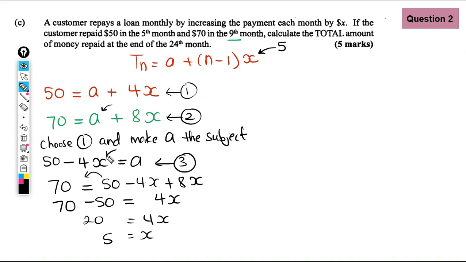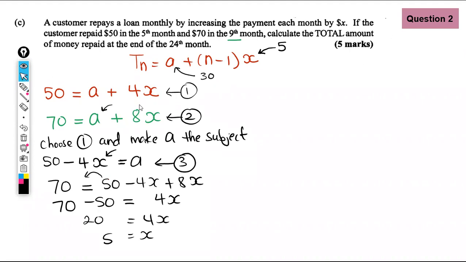Because we just learned that X was 5. 4 times 5 is what? 20. 50 minus 20 is 30. So A is 30. How many people got that? I see some people sent it in the chat, the values of A and the value of X, where X is representing the common difference.